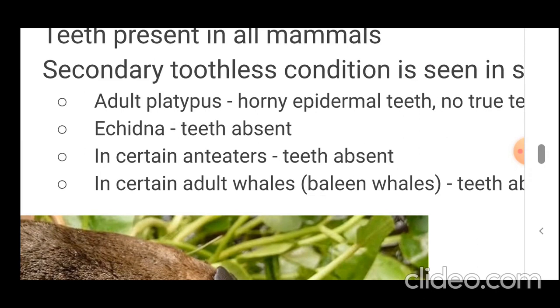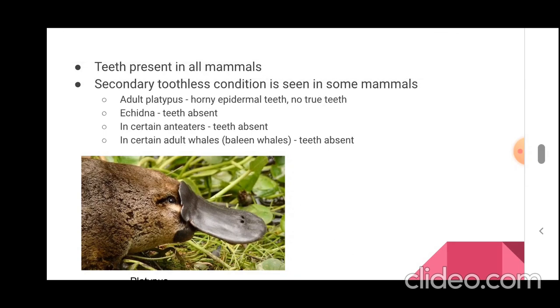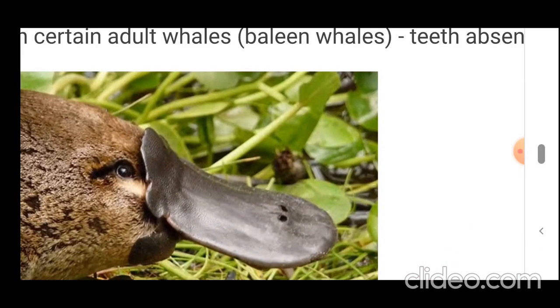In adult platypus, horny epidermal teeth are present. There are no true teeth. In echidna, teeth are absent. In certain anteaters also teeth are absent. And in certain adult whales, teeth are absent and replaced by baleen plates. So in this picture, I have written horny epidermal teeth. It is a horny epidermal plate or beak, not teeth. In adult platypus, a horny epidermal beak is present. You can see the beak here.